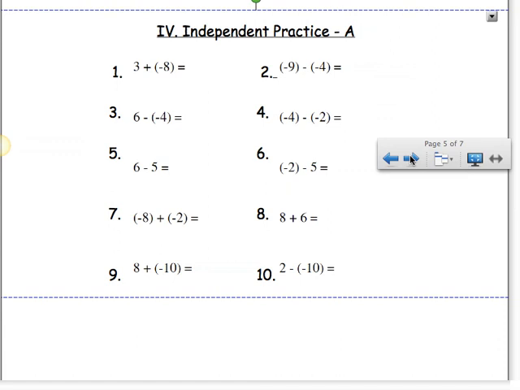If you need additional practice, in about 30 seconds I will show part B for more independent practice if you need it. Good luck. Here comes part B.